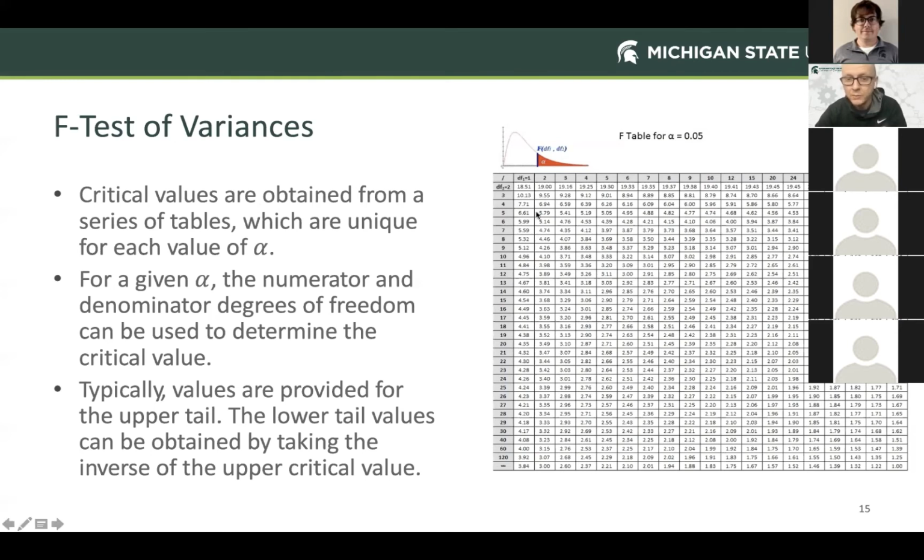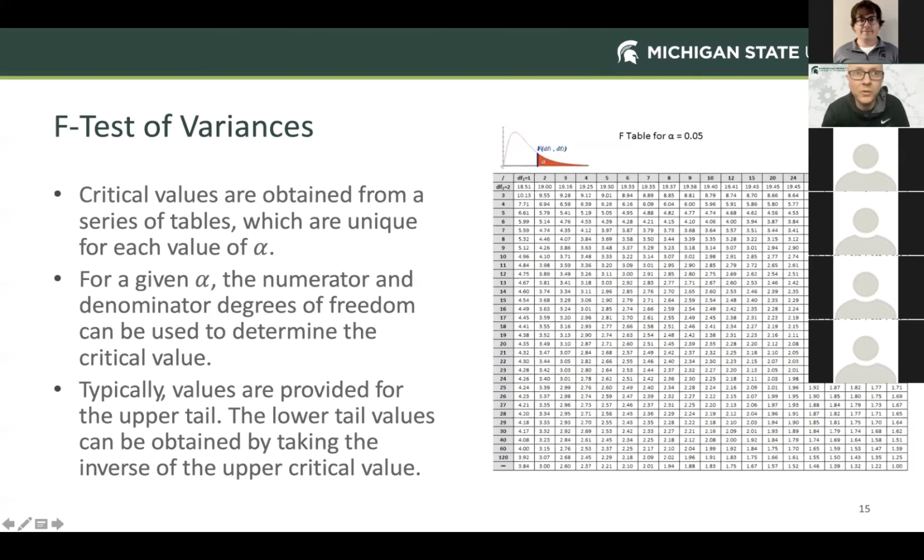And so, for example, if we had 5 degrees of freedom in both the numerator and the denominator, you'll notice our critical value here is 5.05 for the upper tail of that distribution. And so for the lower tail of that distribution, we would just have 1 divided by basically the inverse of that quantity. So 1 over 5.05, or roughly 0.19, 0.2. Okay. So hopefully that makes sense. Just keep that in mind as we're conducting these tests.